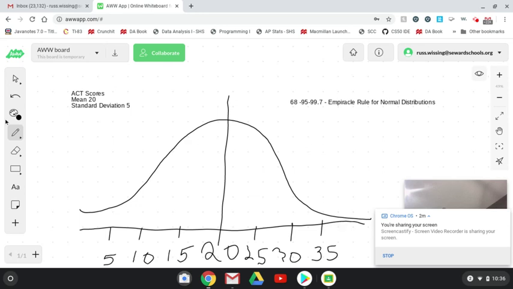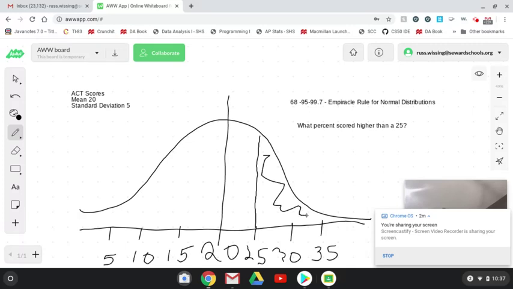So the type of questions we could ask from that, let me get my text tool, is what percent scored higher than a 25, let's say. Okay, so I'm going to get back to my pen tool here. So I'm looking at this area out over here, all of these students over here.